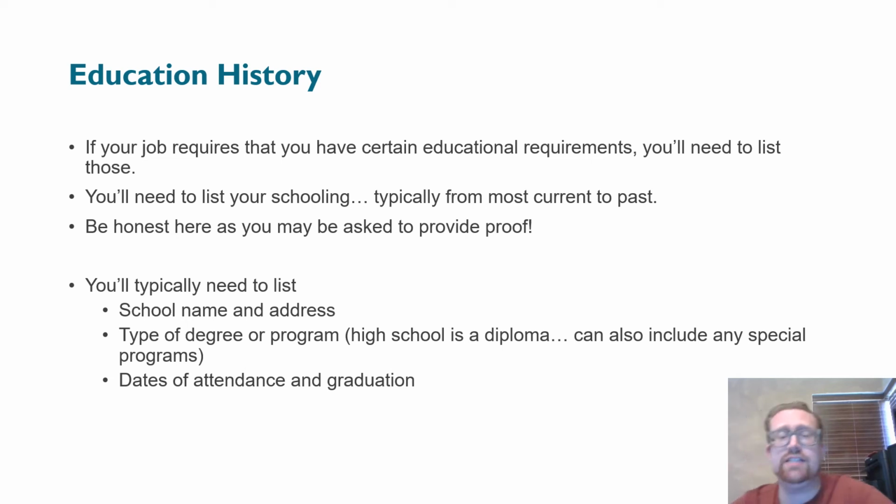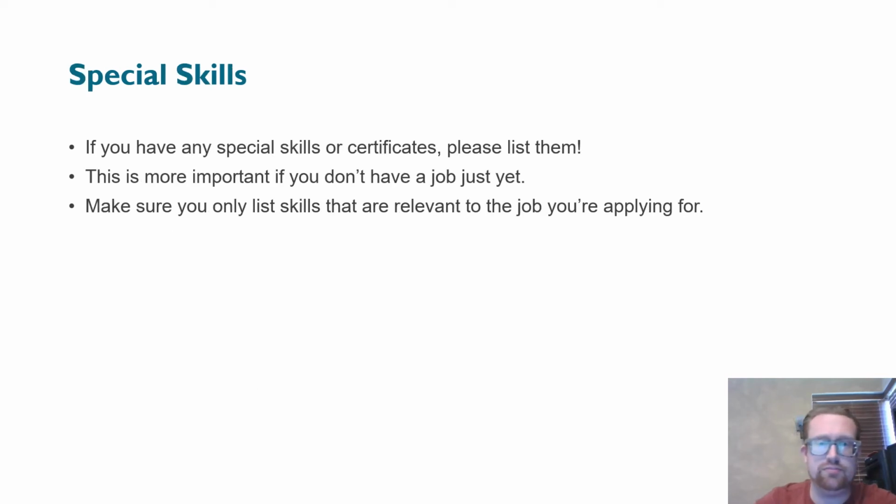You also need to put dates of attendance. Typically, it's month and year, and then you also put your graduation. Now, if you're expecting, then you can put it. Especially if you're in college and you're going to graduate, you can put when you're going to graduate college. Even high school would work here too.